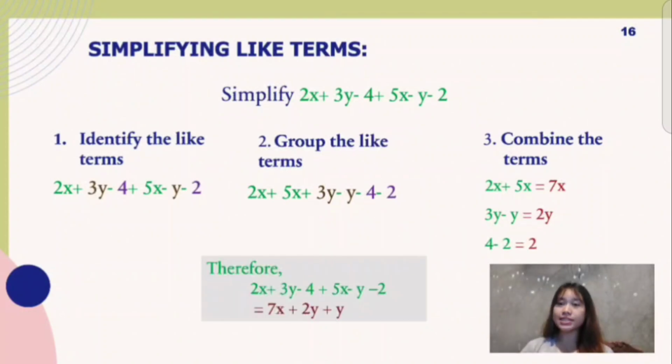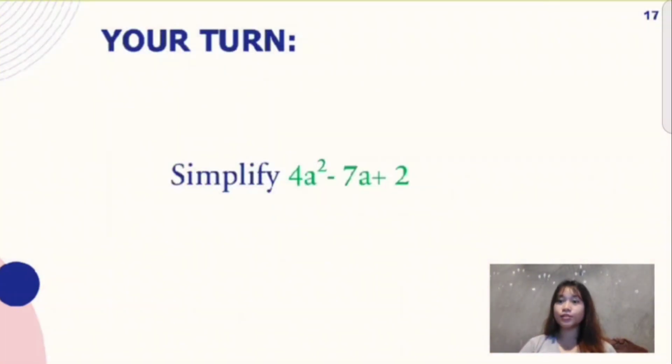Therefore, we can say that the expression 2x plus 3y minus 4 plus 5x minus y minus 2, in simplified form, is 7x plus 2y plus 2. So now, it's your turn. Try to simplify the expression 2a squared minus 7a plus 2.